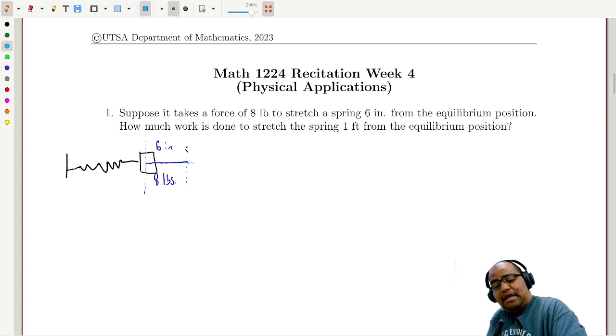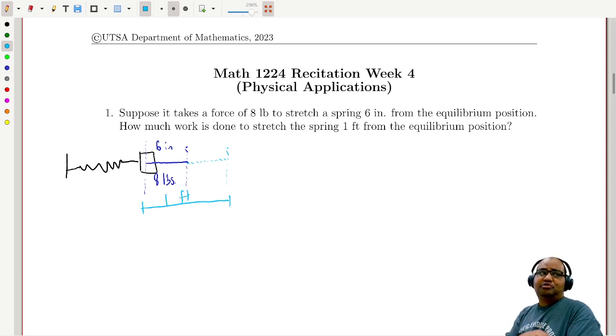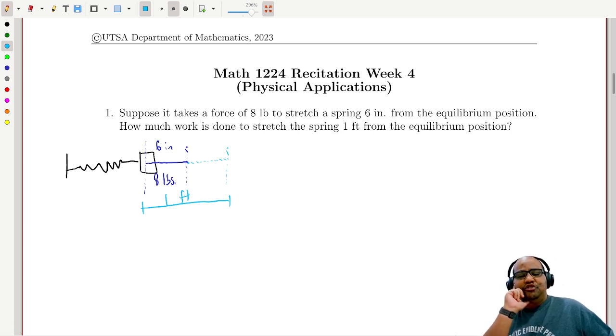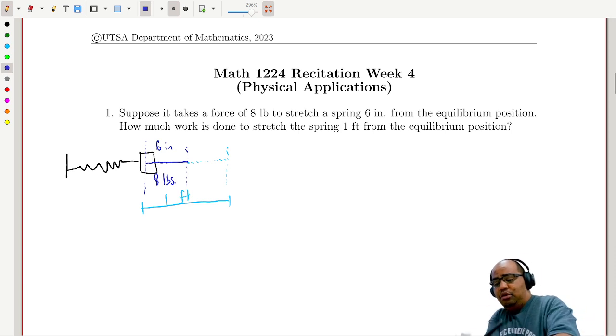But now, if I want to stretch it a total of 1 foot from the equilibrium position, I need to find the corresponding work done to stretch the spring. So I need to find out what the force function is, then find the total energy in the system after I have stretched the spring 1 foot from equilibrium. Let's think about how to solve this. We want to use Hooke's law since we have a spring, so we're going to write down Hooke's law once again.